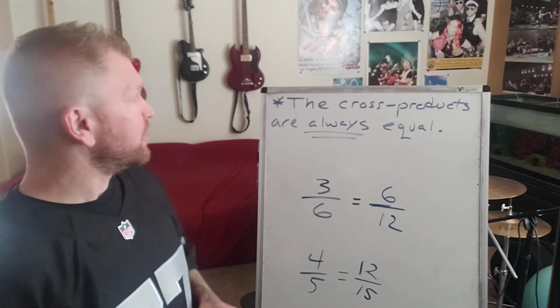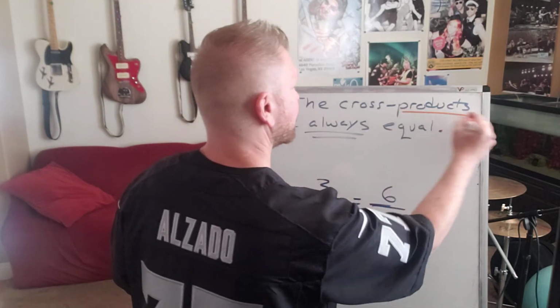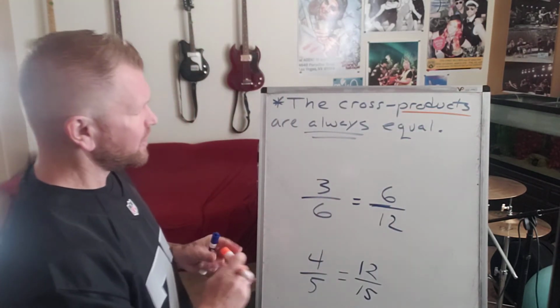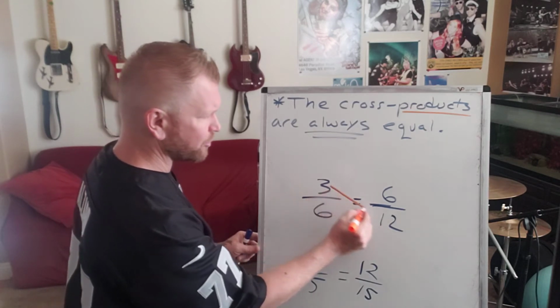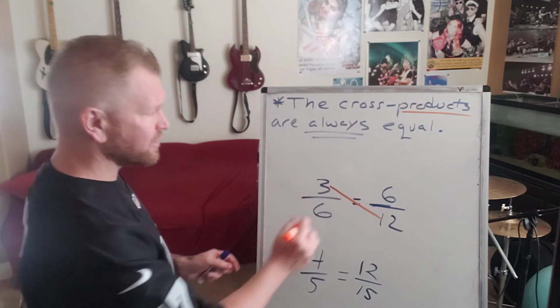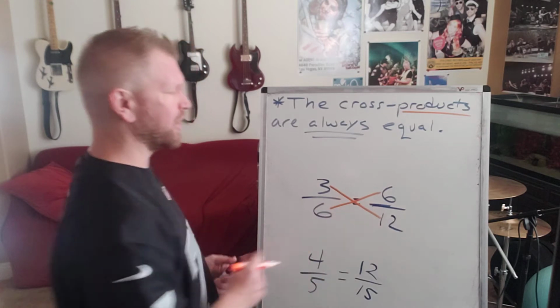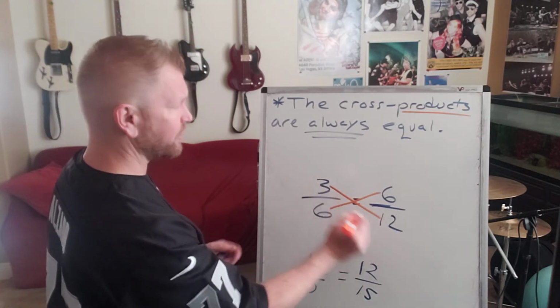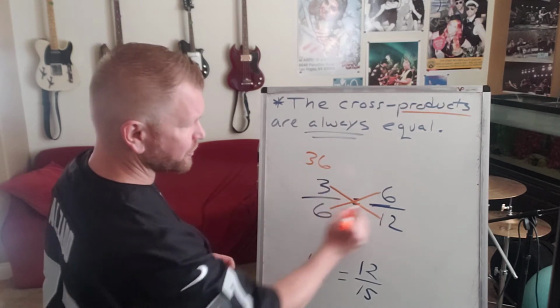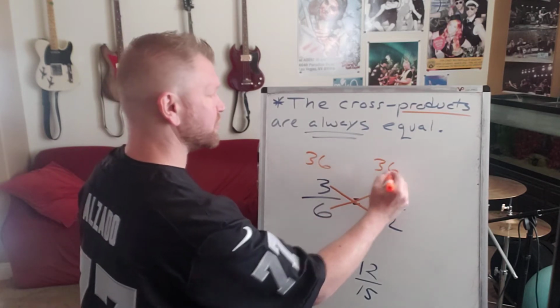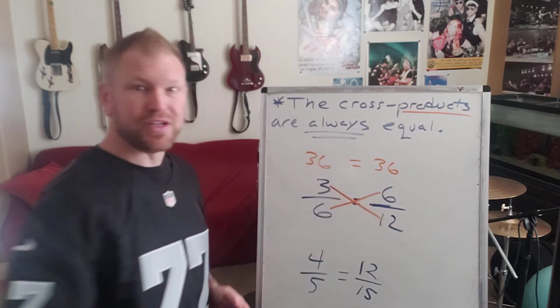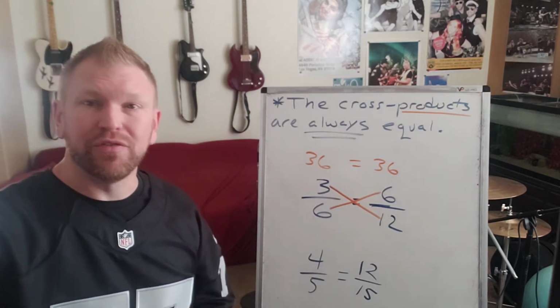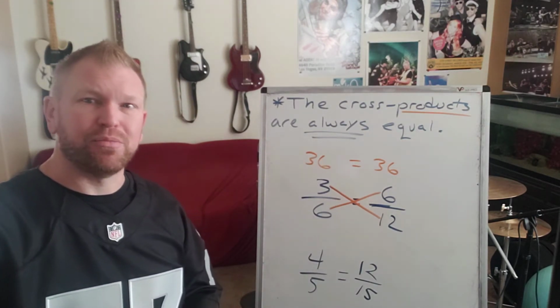Now product means that you're going to multiply. So cross products is like this. Take this 3, multiply it by the number across from it. Take this 6, multiply it by the number across from it. So check out what happens. If you do 3 times 12, that equals 36. If you do 6 times 6, that also equals 36. The cross products are equivalent. So as long as you have equivalent ratios, the cross products are going to be equal.